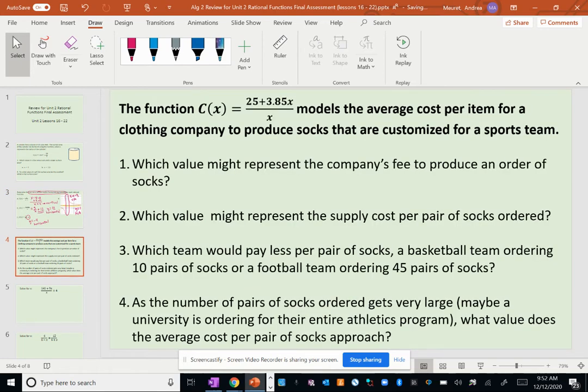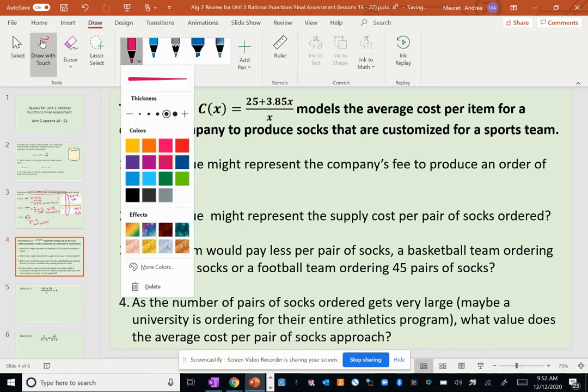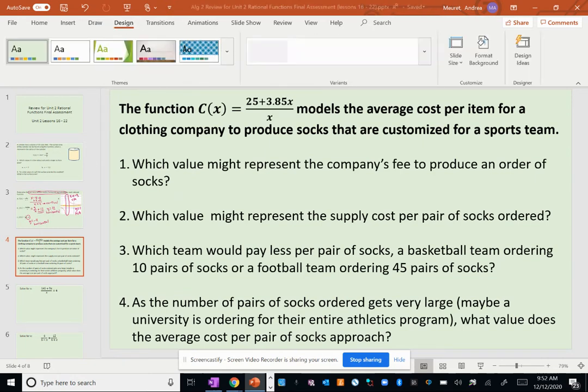Okay, the next couple of questions have to do with finding the average cost per item in a situation. So this says the function c of x equals (25 + 3.85x) divided by x models the average cost per item for a clothing company to produce socks that are customized for a sports team. Number one, which value might represent the company's fee to produce an order of socks?